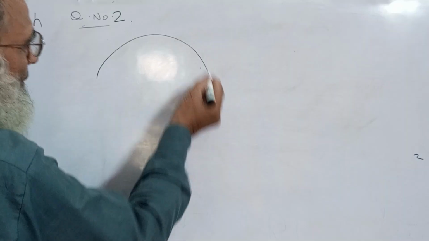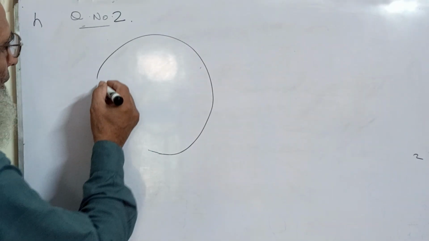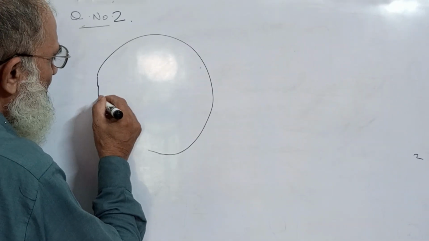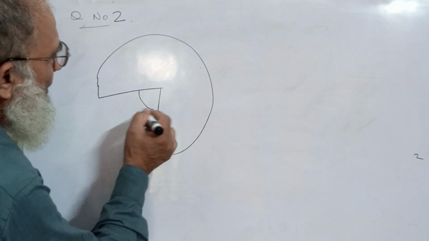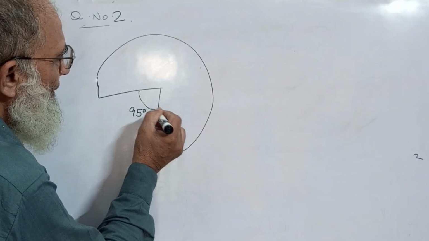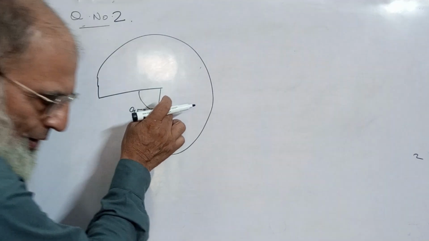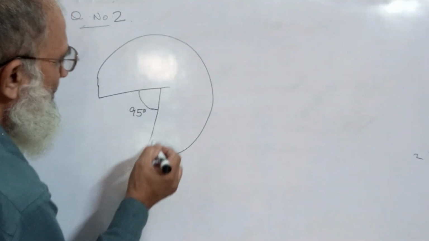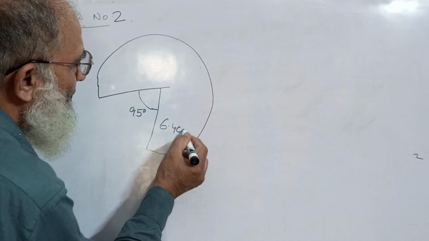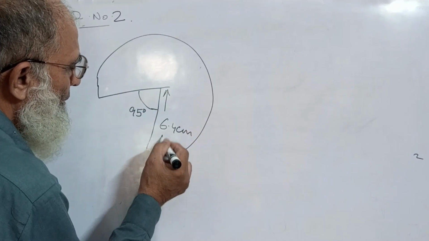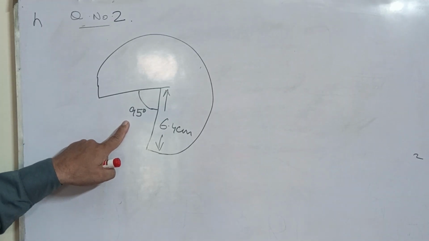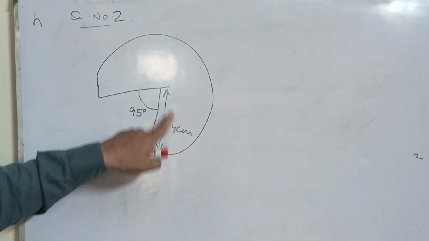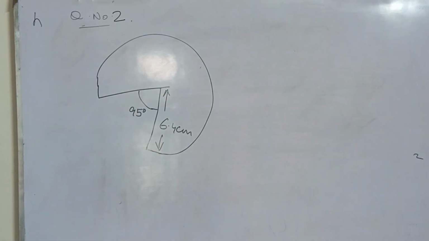So it's a circle with a sector which is missing from it. A sector is missing from this circle. Okay, now this angle is given, that is 95 degree. This angle is given, this is not given. And the radius is 6.4 centimeter. This angle is the outer angle which has been cut out from this circle, and the radius is given, which is 6.4.